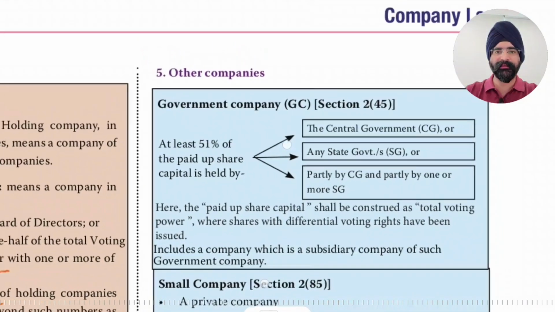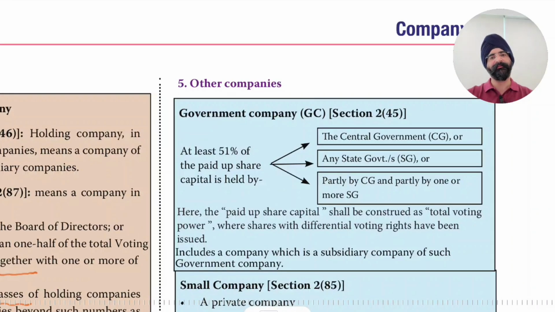Next is other companies. There can be other types of companies. So on the basis of members, on the basis of liability, on the basis of control, on the basis of listing. Now, among other companies is the government company. So government company is defined in section 2 subsection 45.